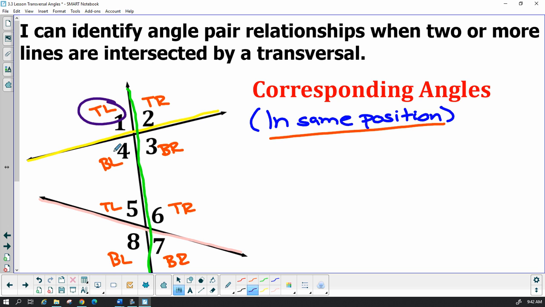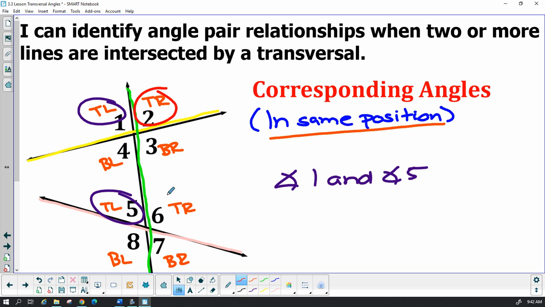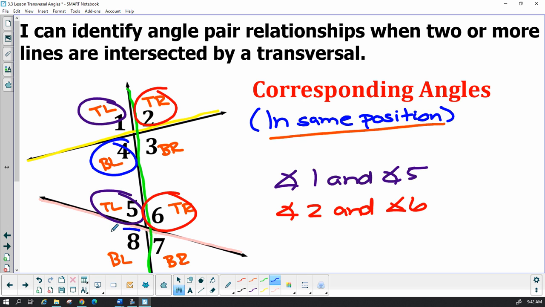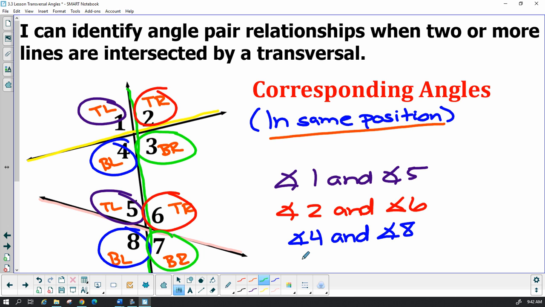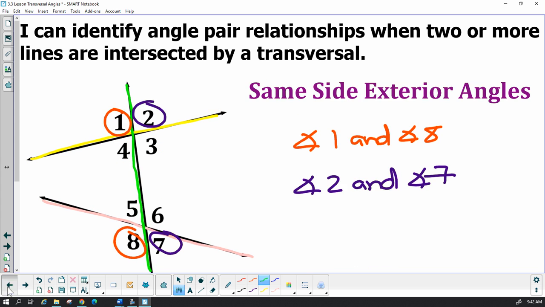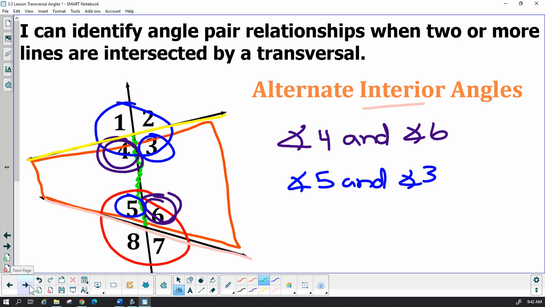So if I look, my top left angles are in the same position. They correspond. My top right angles are in the same position. They correspond. And so on and so forth. Bottom left, and then bottom right. Those are our corresponding angles. You notice there are 4 pairs of corresponding angles, whereas in the previous ones, we only had 2 pairs each.